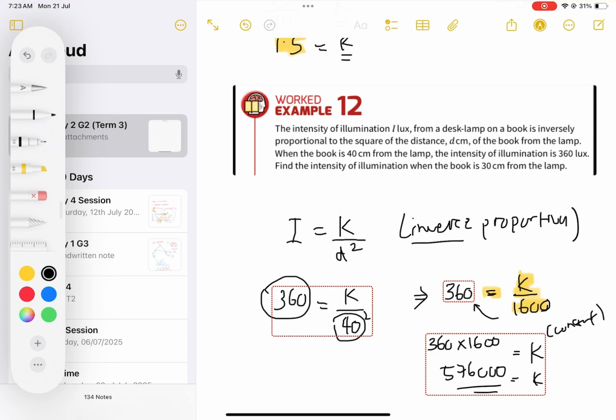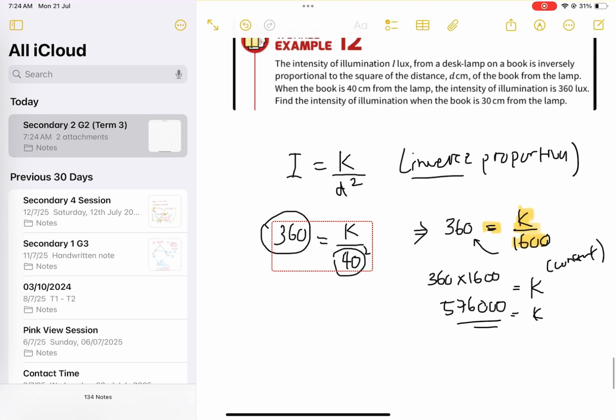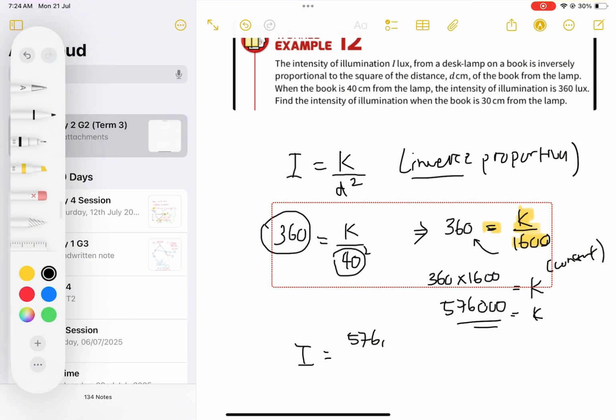So remember, K is what we call the constant. Constant will never change. Even when the d has changed or the I has changed, the K, the constant, will forever be 576,000. But we are not yet done, because we have the next part, which is find the intensity of the illumination when the book is 30 centimeter from the lamp. So when it's 30 centimeter from the lamp, there is the d. So let's put it in. I is equals to k. In this case, k will forever be the same, 576,000.